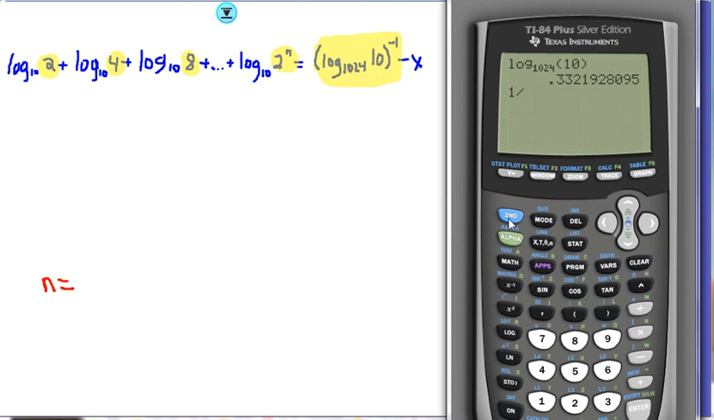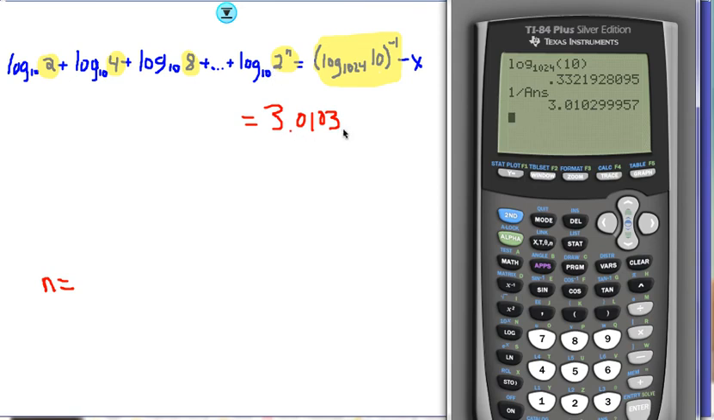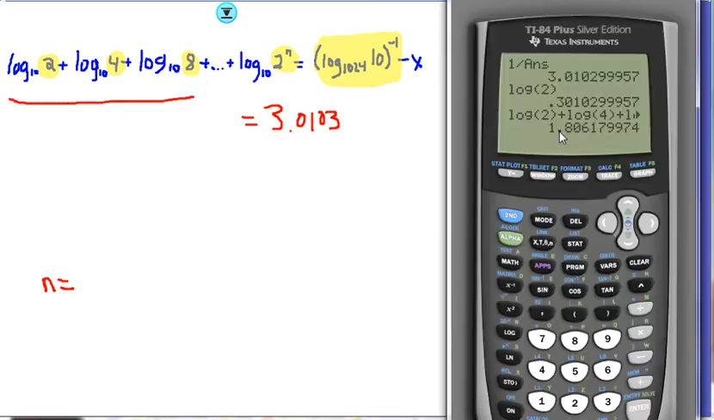So I'm going to do 1 divided by that number, and it's going to give us the value, what was that, 3.0103, I believe. Okay, I started looking at this side and said, well, how many of these numbers in this series would I have to add up to achieve 3.0103, and can I achieve exactly that? So I started just calculating these numbers. Log of 2 is 0.3, so I'm going to keep adding these up. So log of 2 plus log of 4. I'm going to do 2 to the third, which is 8. So I've added these numbers up, and at that point I'm at the value 1.806.